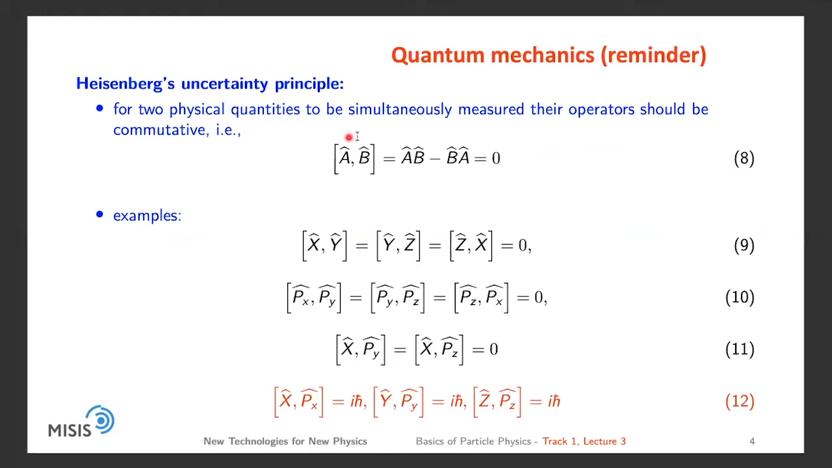We know that for two physical quantities to be simultaneously measured, the operators should be commutative, meaning that the operators behave in the following way. Examples of commuting operators are the coordinate components x and y and z, z and x, or different components of momentum, px and py, for example, or also momentum components and coordinate components in different directions. But if you take the x coordinate and momentum also in the same direction, you will see that such a commutator will not be equal to 0.